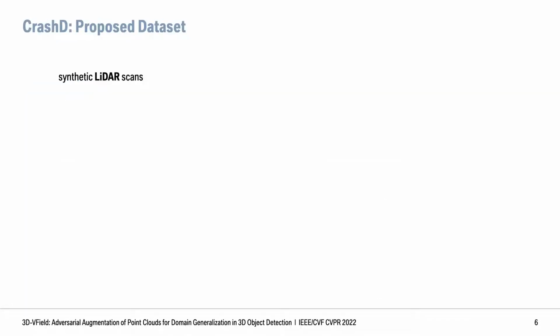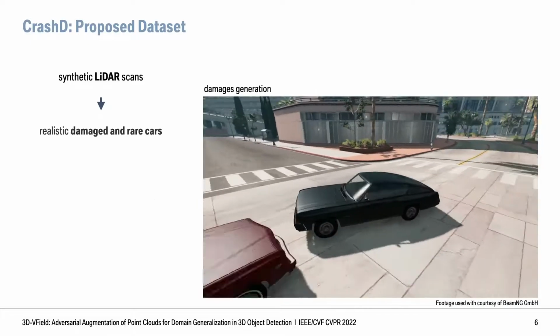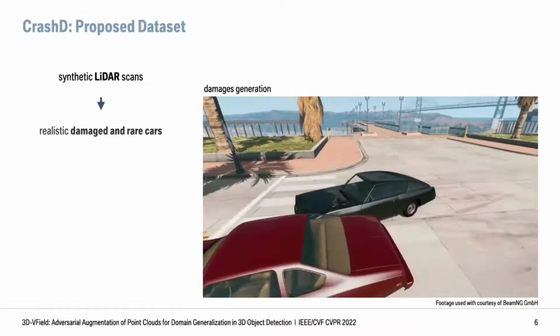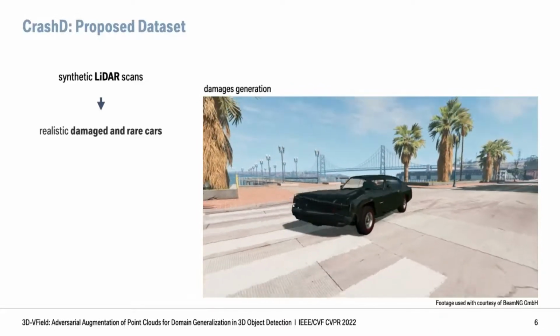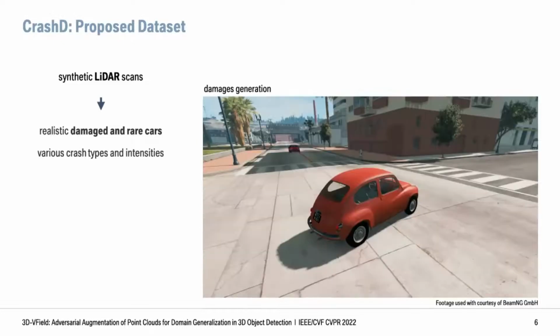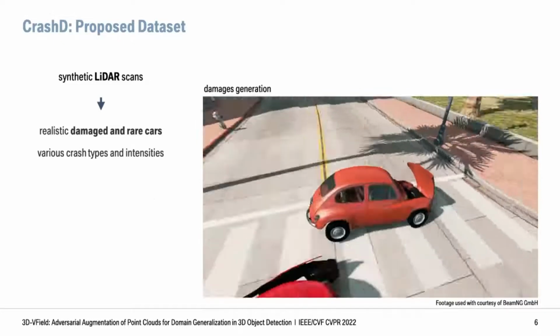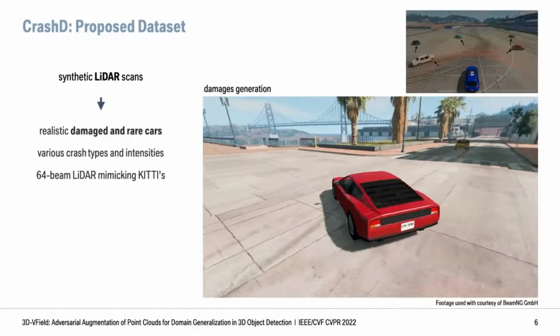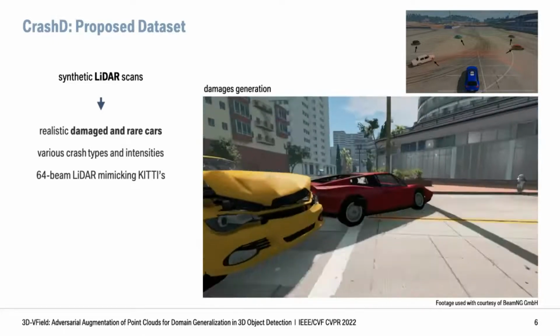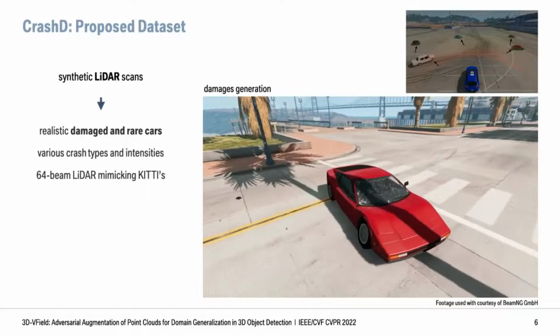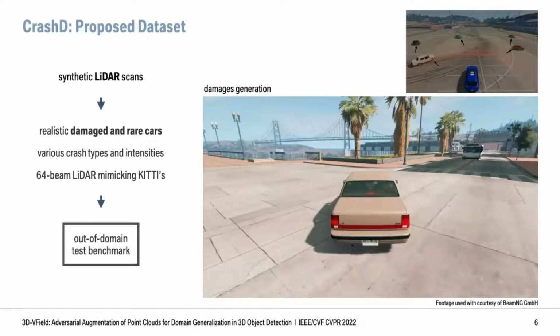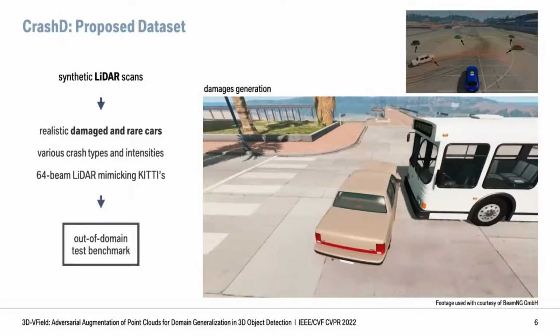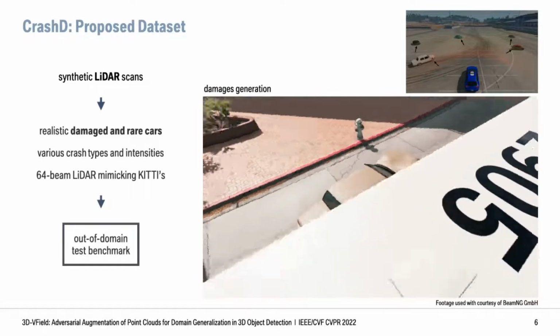To validate this, we also propose a new dataset called CrashD. It is made of synthetic LiDAR scans, and it contains realistic, damaged, and rare cars, as you can see in the video. We created various types of crashes in different intensities. The cars were then placed in a scene, like in the top right, and captured by LiDAR mimicking the ones in KITTI.